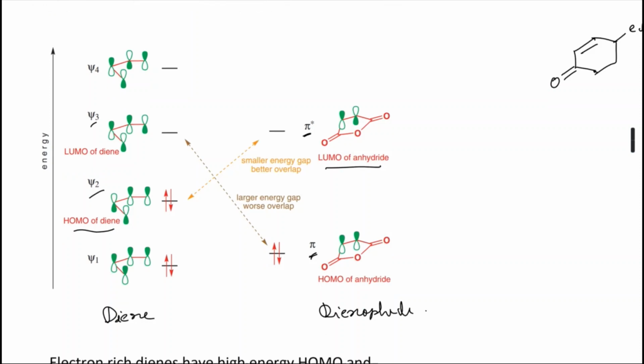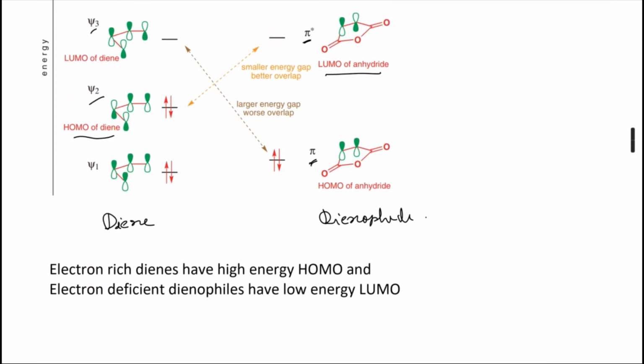Now one thing is important: if an electron rich group is attached to the Diene, then there is an increase of the HOMO of the Diene, which decreases the energy gap between psi2 and pi star. So the activation energy requirement will be lesser, and the rate of the reaction will increase in that case. And the same thing happens when an electron deficient group is attached to the dienophile. That time the energy of the LUMO of the dienophile will be lower.